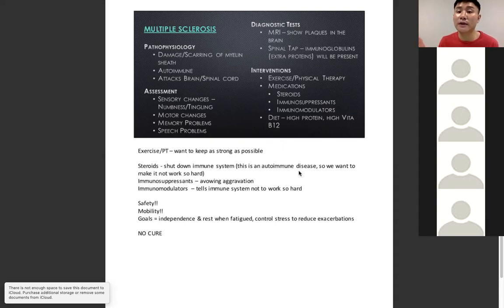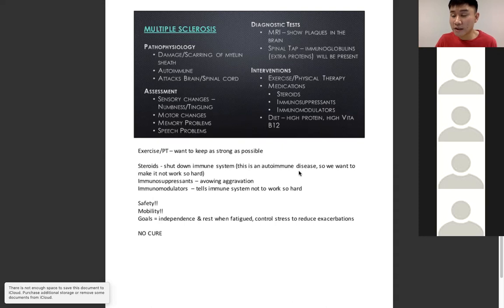Interventions include exercise, physical therapy, and medications such as steroids. Steroids have a role in depressing the immune system and also the inflammatory system. Therefore, we give them to this patient so that the body doesn't produce too much antibody to attack the myelin sheath anymore, okay? And then they'll be on immunosuppression and immunomodulators, which basically tell the immune system to work smarter.